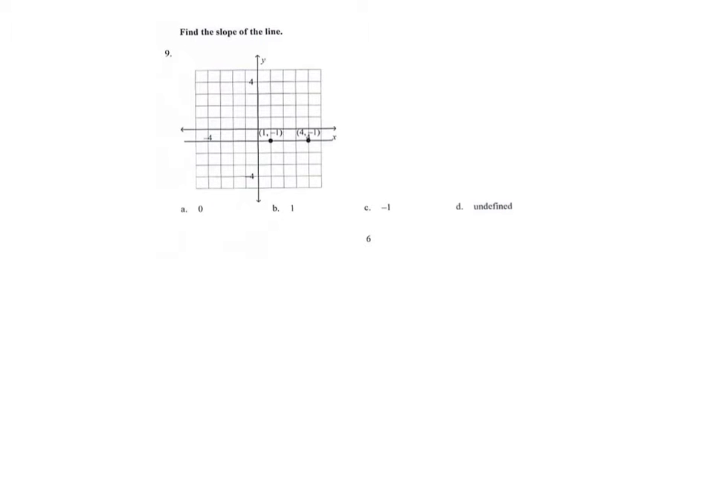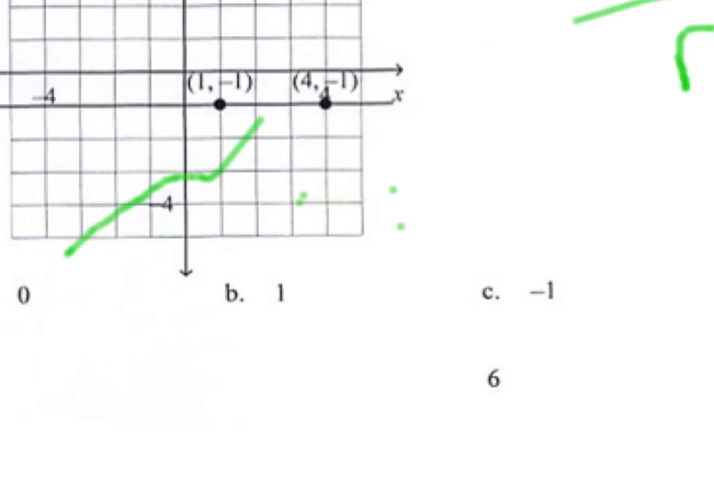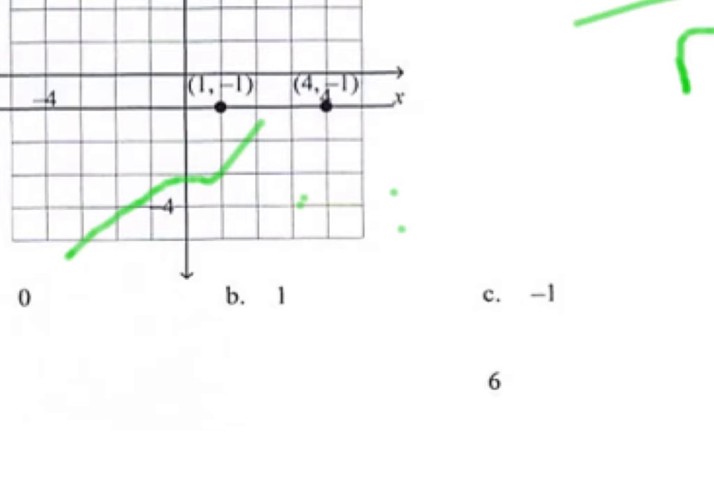Number 9, find the slope of the line. Remember, slope is equal to rise over run. So pick 2 points. They give us 2 points. There's other ways to solve this, but I would look, you can pick this point right here, pick this point right here. What's my rise? 0. What's my run? 3.